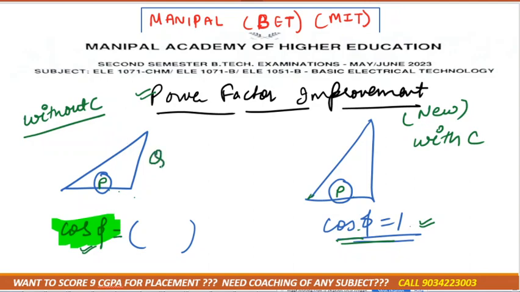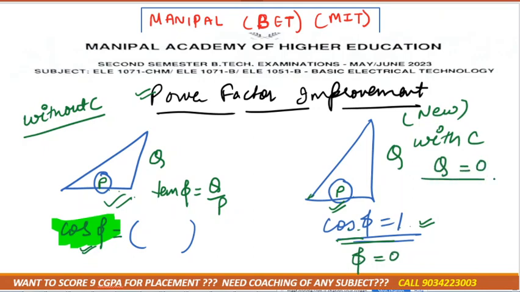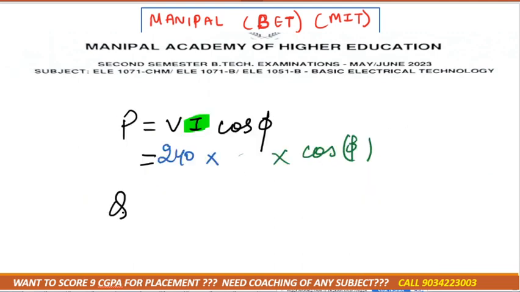Now we need to calculate reactive power for both triangles. How can you get reactive power? Tan phi is equal to Q by P. This phi is different, and this phi is different. For this phi, cos phi is equal to 1, so phi would be equal to 0. In this case, reactive power would be equal to 0, because V I sin phi, sin 0 is 0. But this Q1 you will get. So the final reactive power is equal to Q minus Q1.